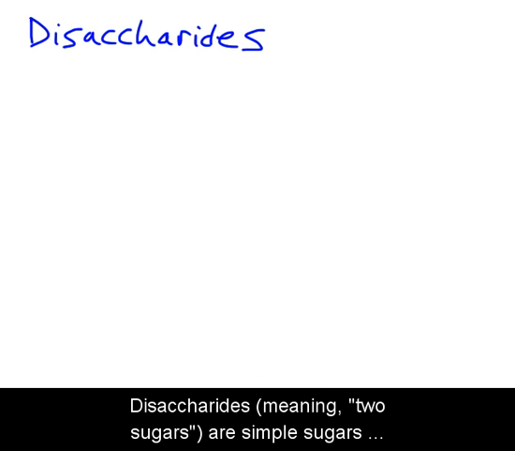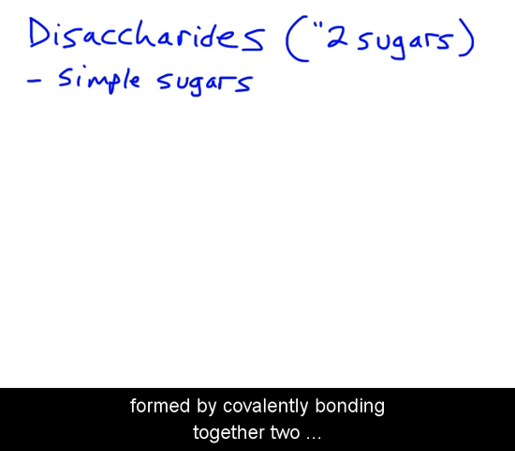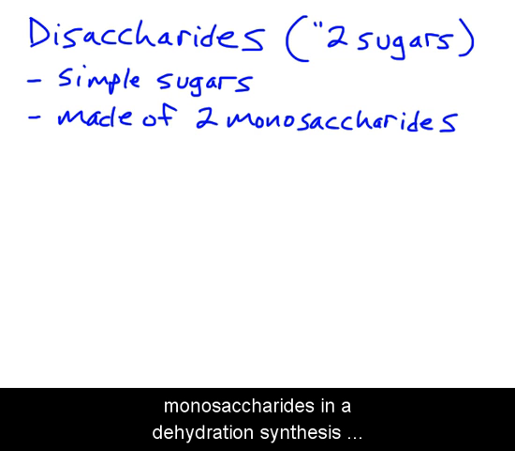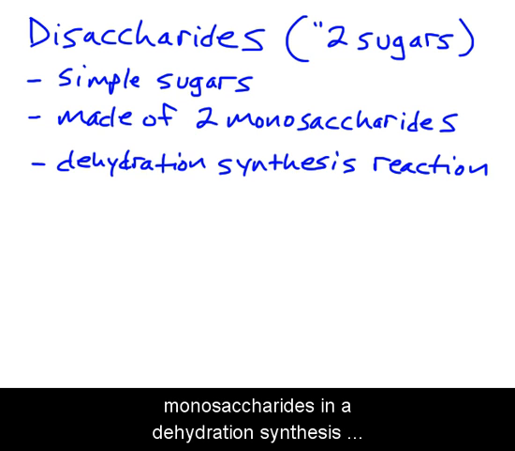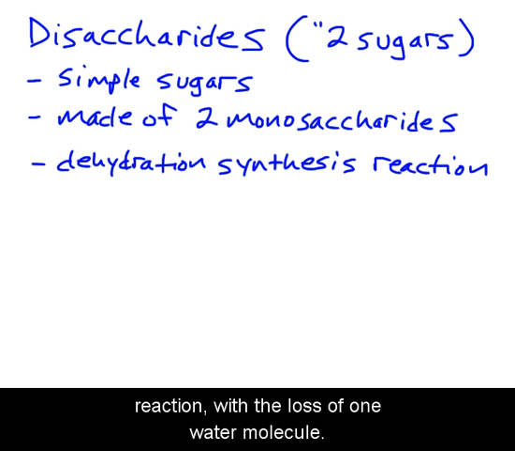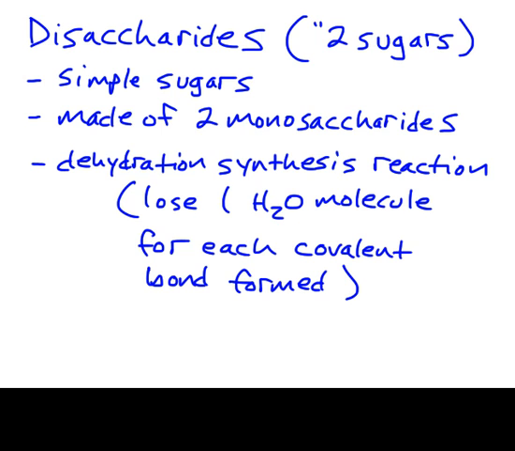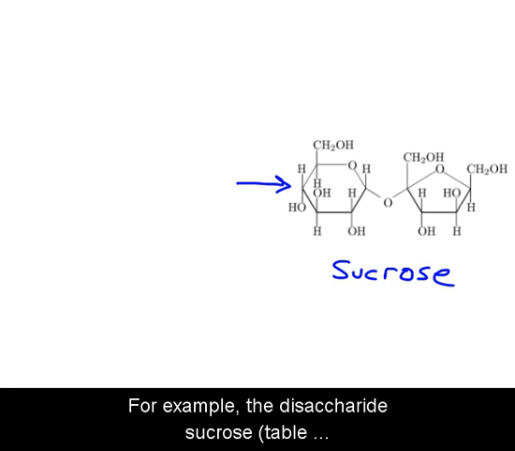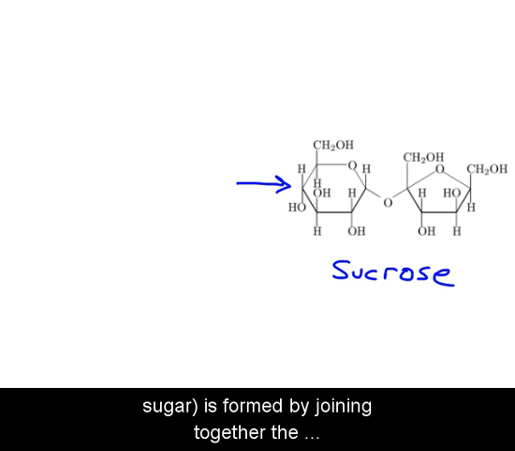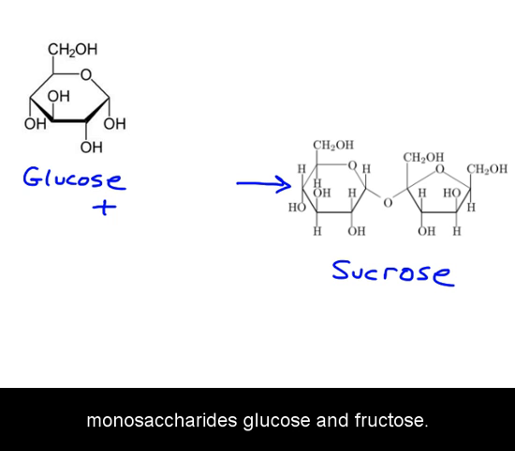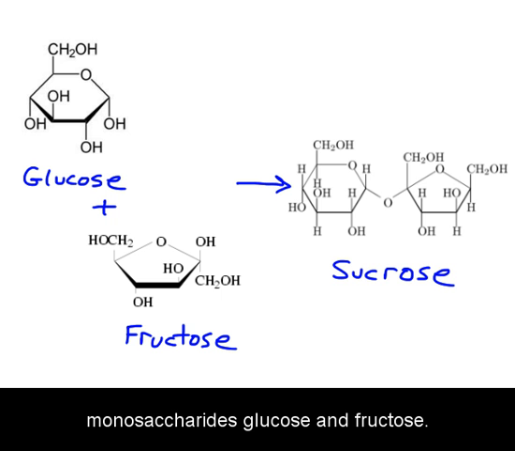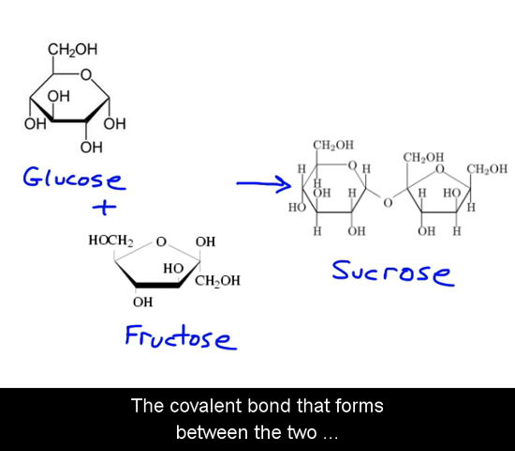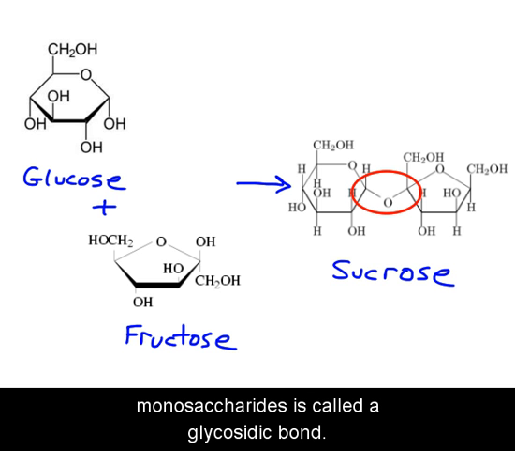Disaccharides, meaning two sugars, are simple sugars formed by covalently bonding together two monosaccharides in a dehydration synthesis reaction with the loss of one water molecule. For example, the disaccharide sucrose, table sugar, is formed by joining together the monosaccharides glucose and fructose. The covalent bond that forms between the two monosaccharides is called a glycosidic bond.